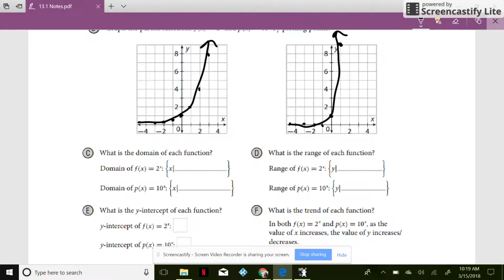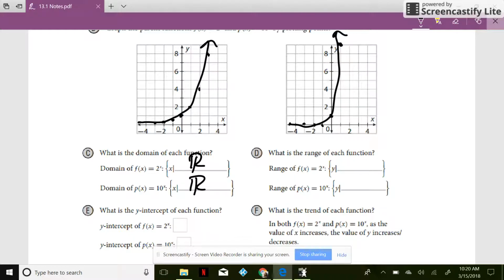What's the domain of each function? Well, I'm just going to say the domain is all real numbers. We can have any input for x because it's just the variable. Same thing for our 10 to the x. We can use all real numbers.